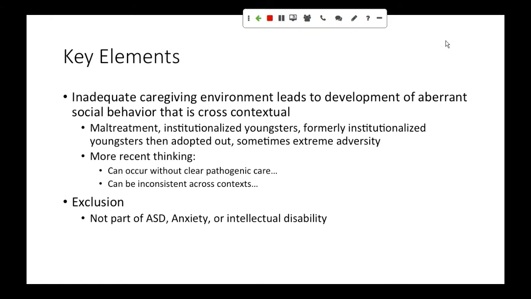It cannot be a function of autism, anxiety, or intellectual disability only. You might have those things in conjunction with this environmental situation, but it is not the social difficulties that we see in autistic youngsters.